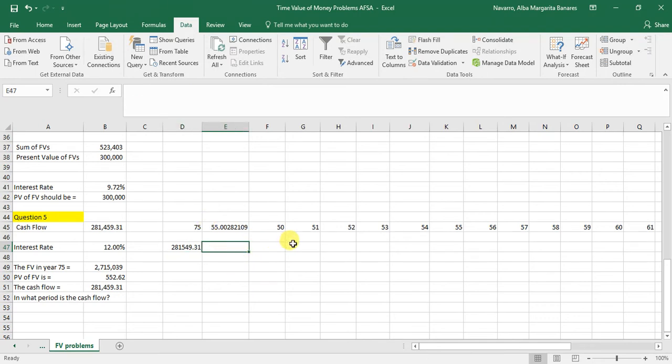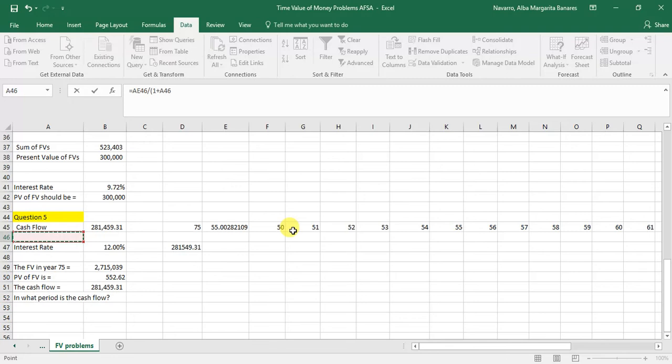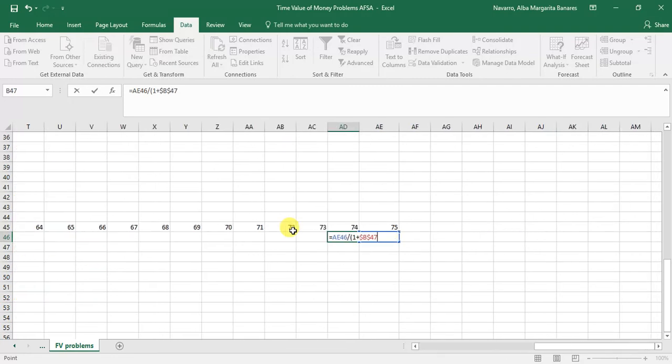I'm going to show you the longer way to do it. So I've set up all these different cash flows, and basically this is a guess and test kind of way if you're really pressed and you don't know the formula. So I go all the way to the end, 75. This is what our cash flow is supposed to be. So for year 74, I'm going to take that year divided by 1 plus what my interest rate was. Freeze my interest rate. Enter.